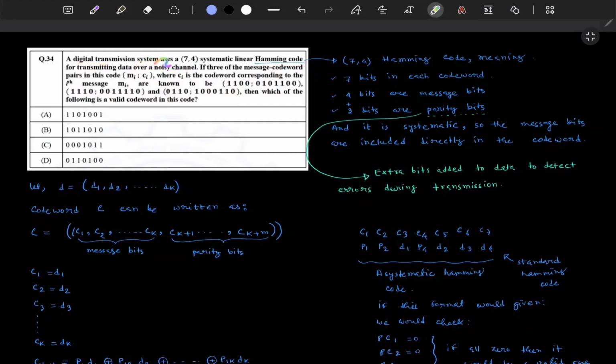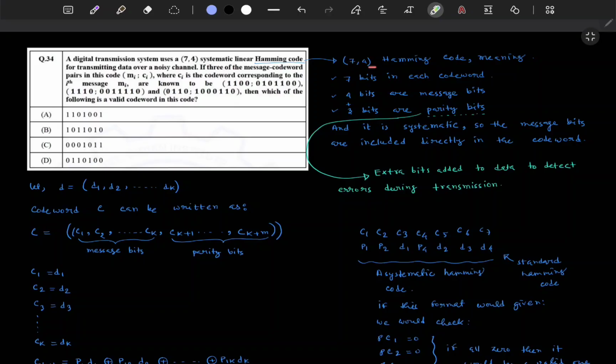A digital transmission system uses a 7,4 systematic linear Hamming code for transmitting data over a noisy channel. If 3 of the message code word pairs in this code, Mi/Ci, where Ci is the code word corresponding to the ith message Mi, are known to be 1100, 0110, 1001 and 0110100110, then which of the following is a valid code word in this code? This we need to find out.